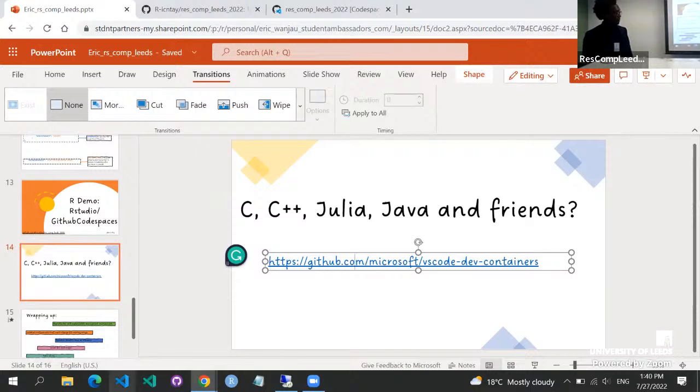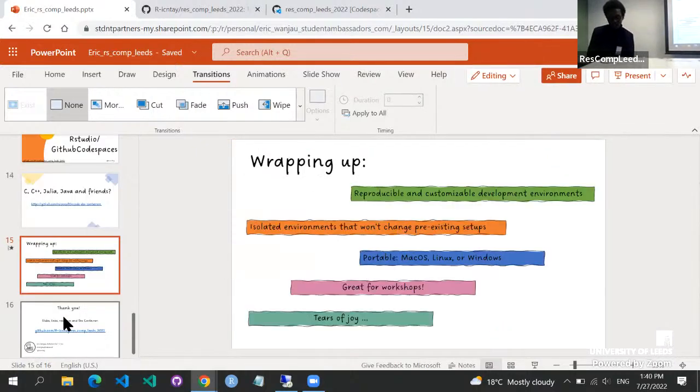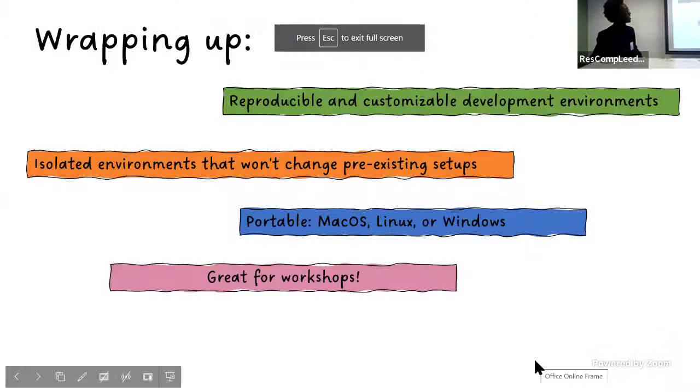So just wrapping up, dev containers are good for your data science workflow because they provide reproducible and customizable development environments. We created one that has R, Python, Jupyter notebooks, and RStudio. It can create isolated environments that work with pre-existing setups, and it is portable across macOS, Linux, and Windows. It's great for workshops, and hopefully you'll be crying tears of joy.